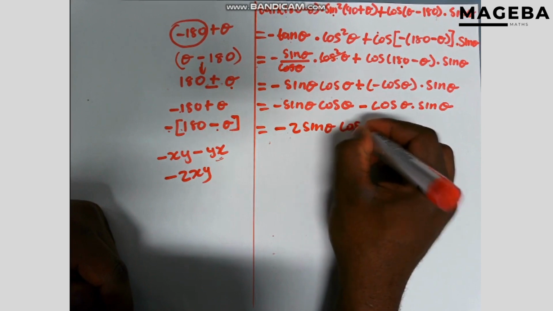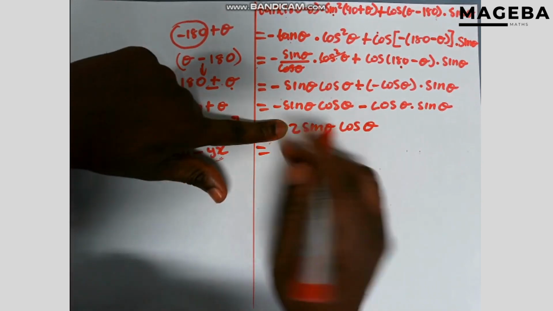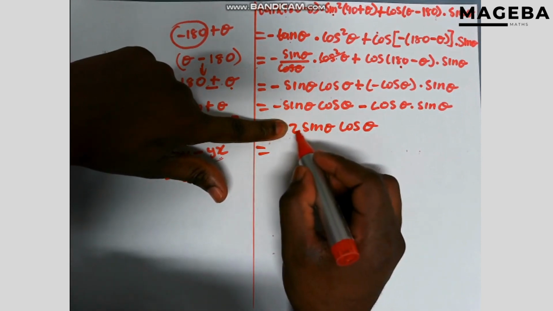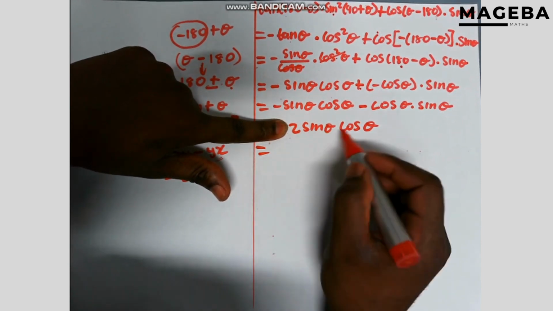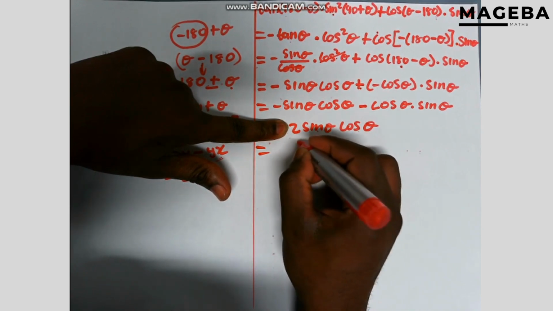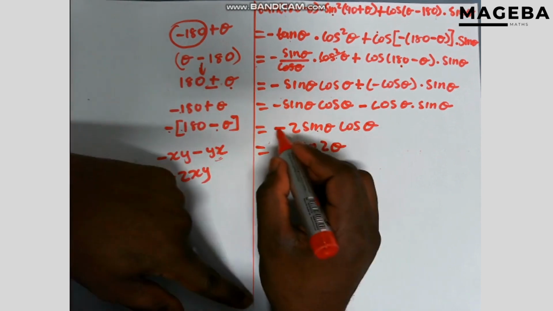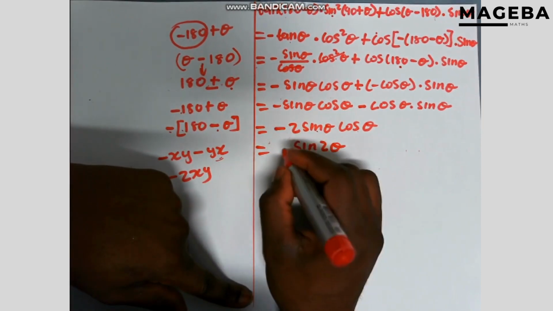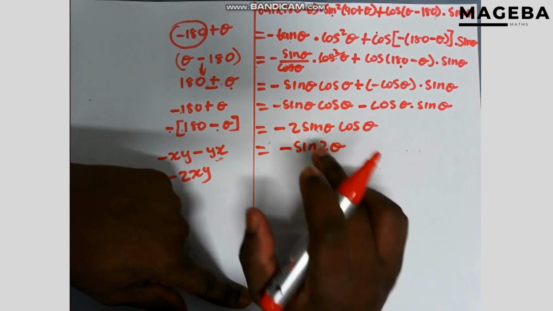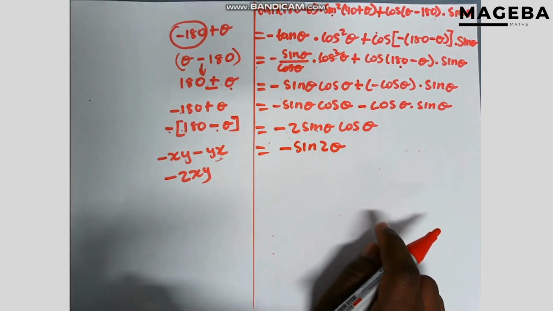But now if you take this negative out, you're going to have 2 sine theta cos theta, which is just sine 2 theta, the double angle of sine. But you can't throw away this negative. It's just going to be negative sine 2 theta. Thank you so much.